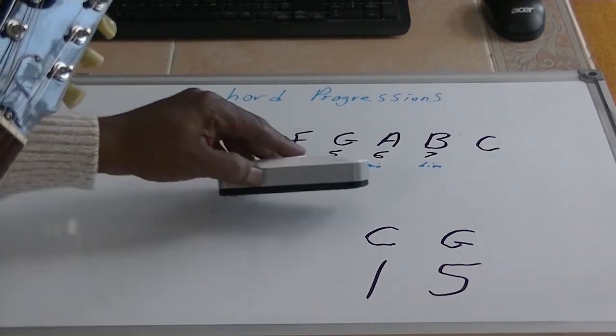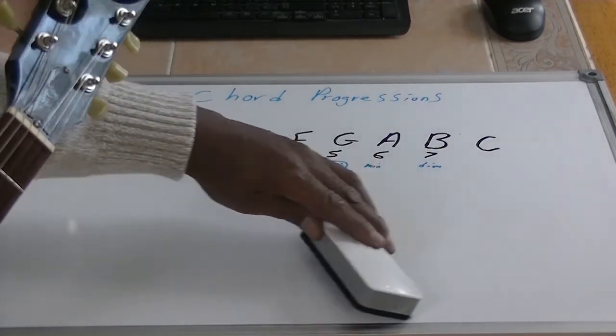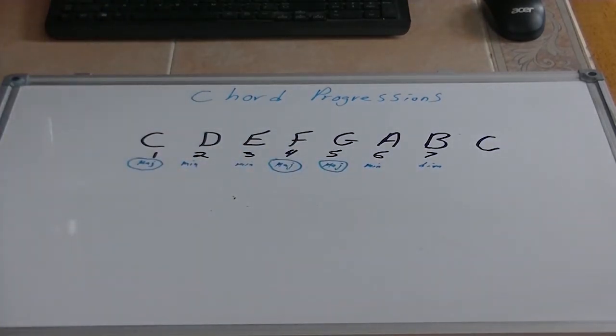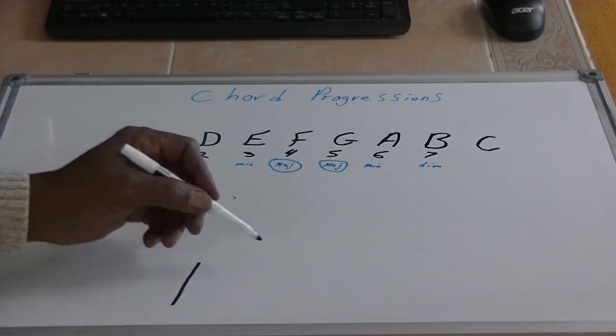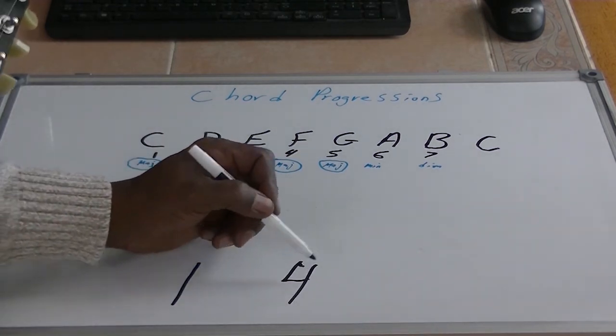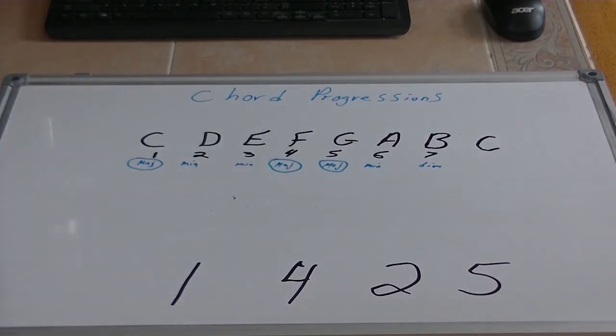And I'm not going to go through all the chord progressions. There are many, many, many chord progressions, far more than what we're going to get into today. But I want to look at one more chord progression, just for some variety. And that is the 1, 4, 2, 5 chord progression.